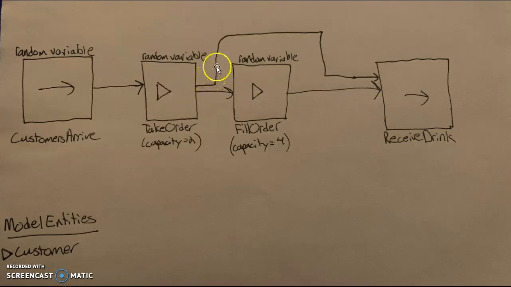This alternate route here that bypasses the fill order station is when the customer orders a drip coffee. When this happens, the server that's taking the order fills the order immediately, and the customer receives their drink prior to leaving the take order station. And so they bypass waiting for the barista to fill their order, and they receive their drink immediately and exit the system.